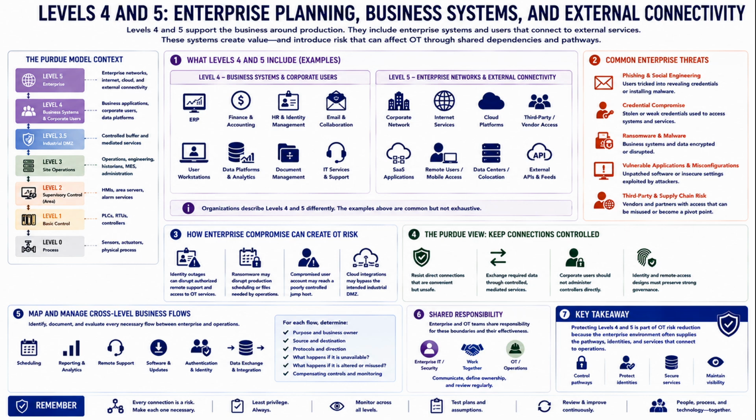Levels 4 and 5 broadly represent enterprise planning, business systems, corporate users, and external connectivity. Organizations describe these levels differently, but common examples include enterprise resource planning, corporate identity, finance, email, user workstations, data platforms, internet services, and cloud connections. These systems support the business around production. They create schedules, manage materials and orders, provide workforce identities, and consume operational data.